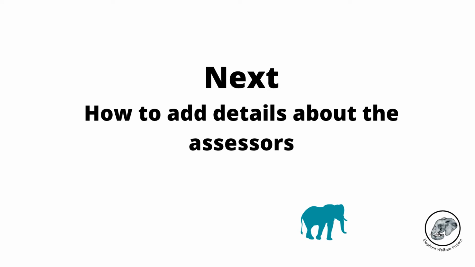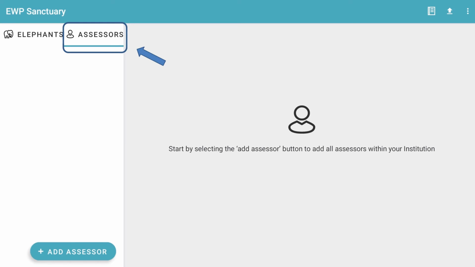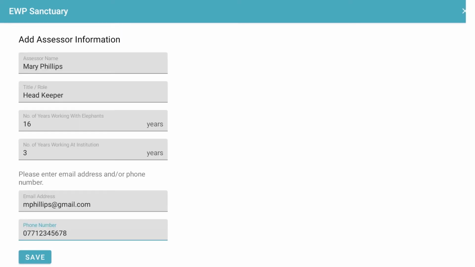Next, how to add details about the assessors. To add an assessor, select Assessors from the left-hand side of the screen. Then select Add Assessor, the green button at the bottom left of the screen. Once the Add Assessor page is open, fill in the information about the first assessor. When you finish entering the information about that assessor, click Save at the bottom of the screen.